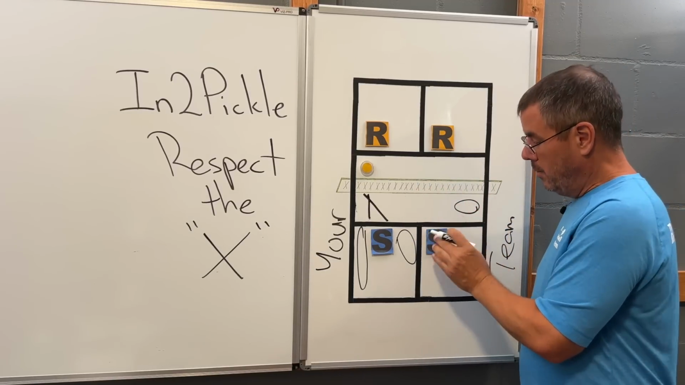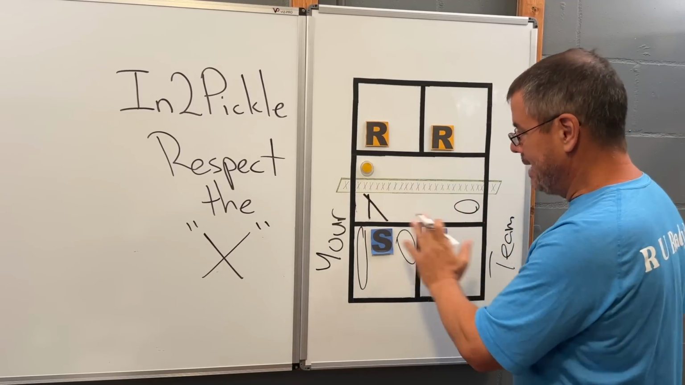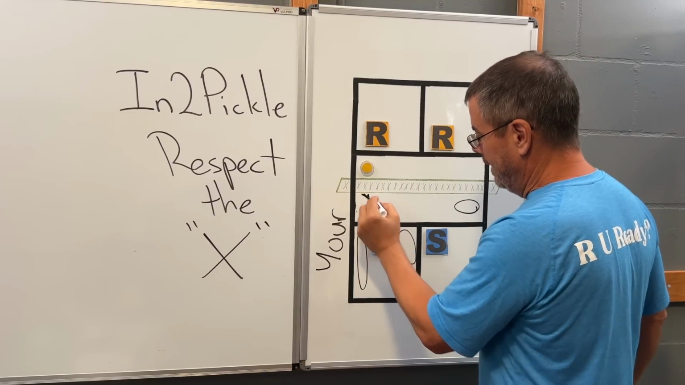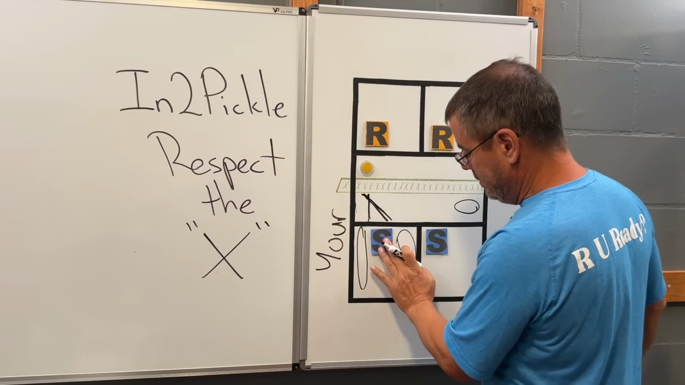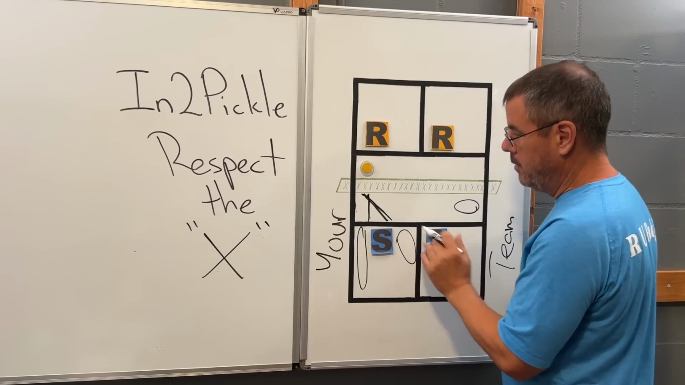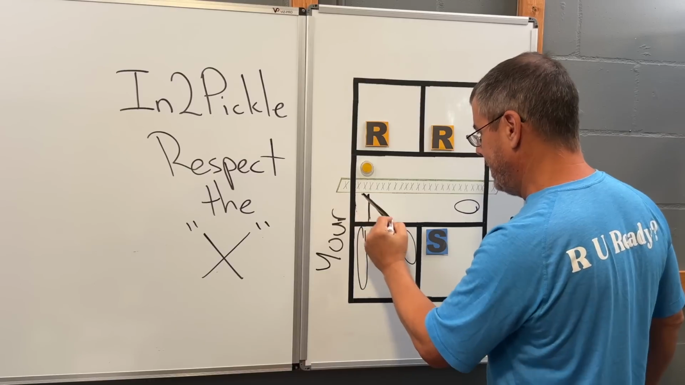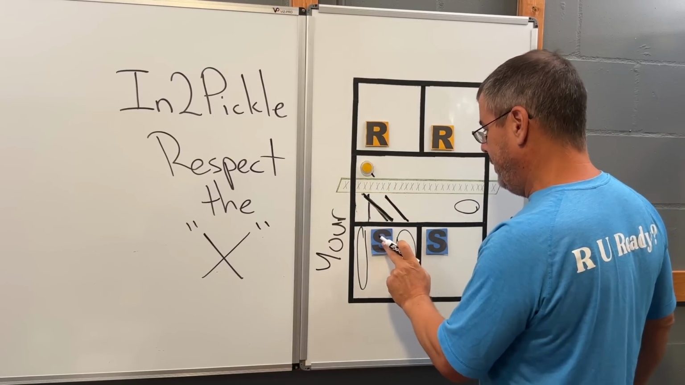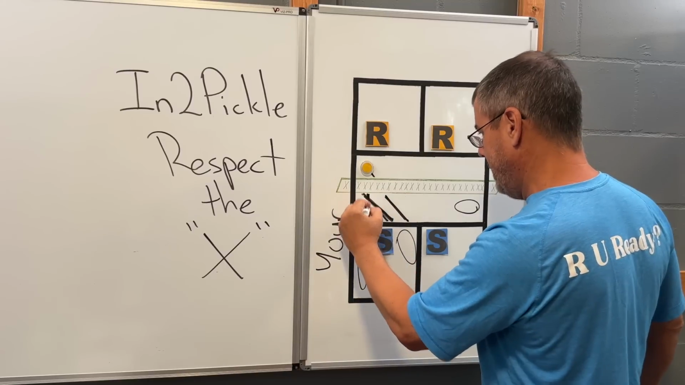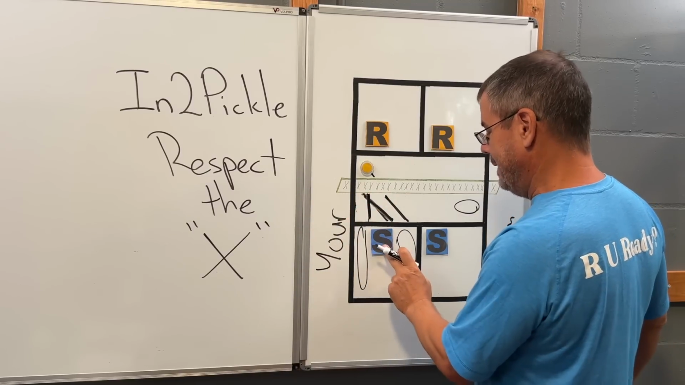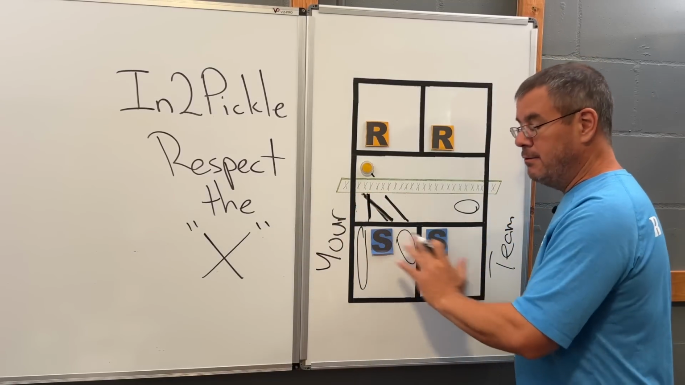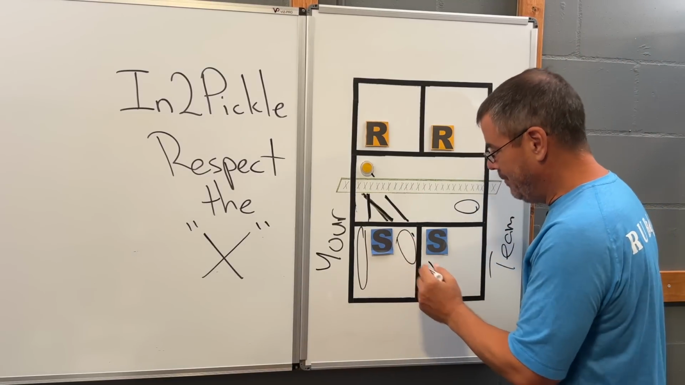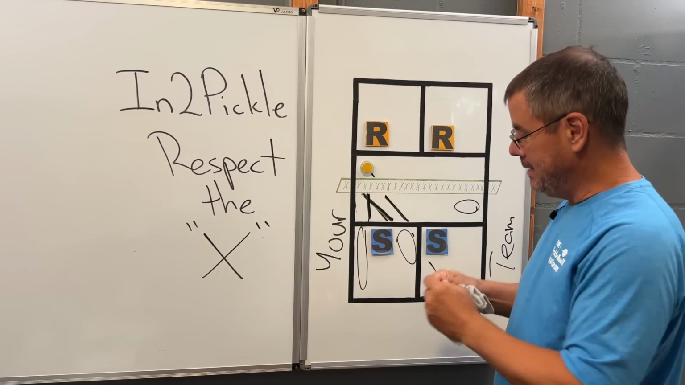So what this X concept does, applied on this side, is greatly simplify the responsibility of this player and this player. This player knows that along this axis of the X, which is this attack like this, it's theirs. This player knows that under this axis of the X, it's theirs. And there's no confusion anymore about who is supposed to take this middle shot. There's no more looking at each other.